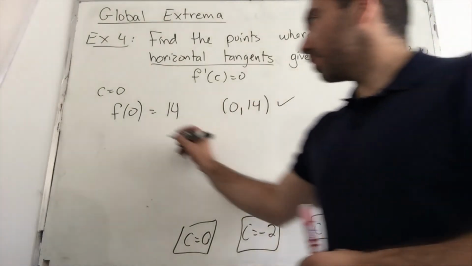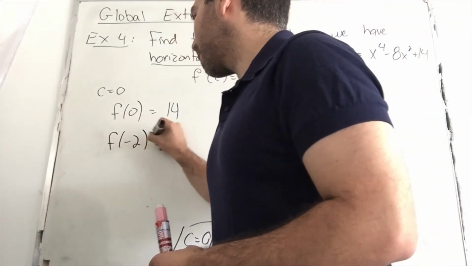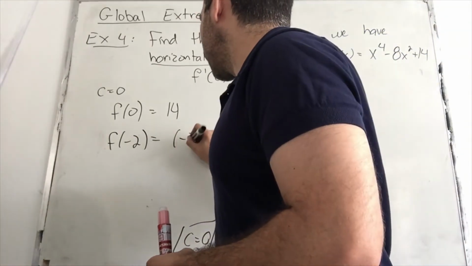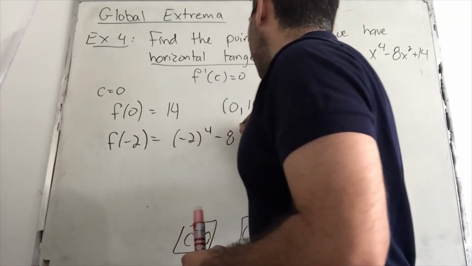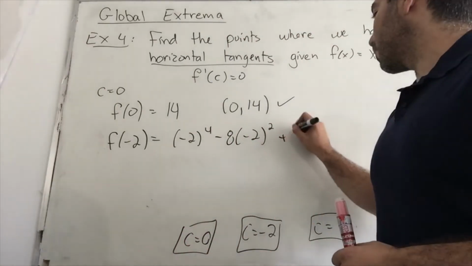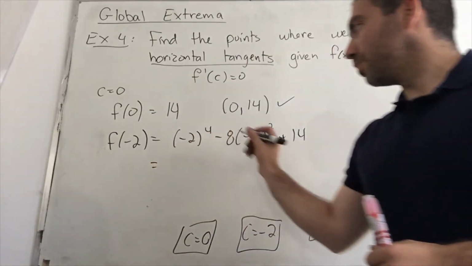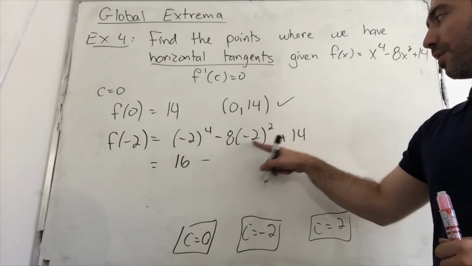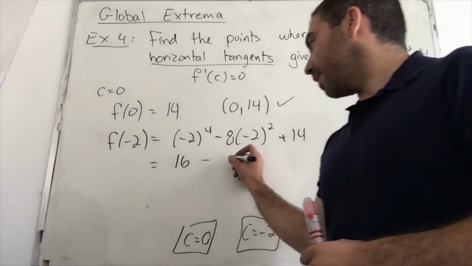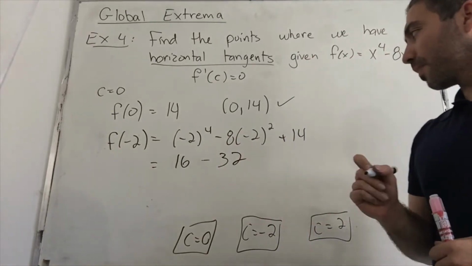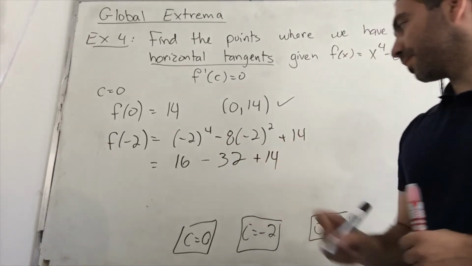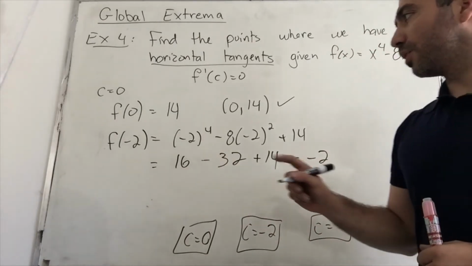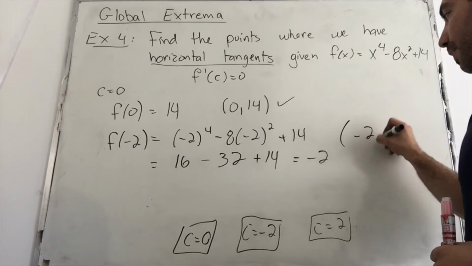Let's plug in negative 2. F of negative 2. So we're plugging into the original function, not the derivative. So you get negative 2 to the 4 minus 8 times negative 2 squared plus 14. Negative 2 to the 4 is 16, minus 8 times negative 2 squared, which is positive 4. 4 times negative 8 is negative 32. And then plus 14. 14 plus 16 is 30, minus 32. This gives us negative 2. So the second point where the tangent occurs is the point (-2, -2).